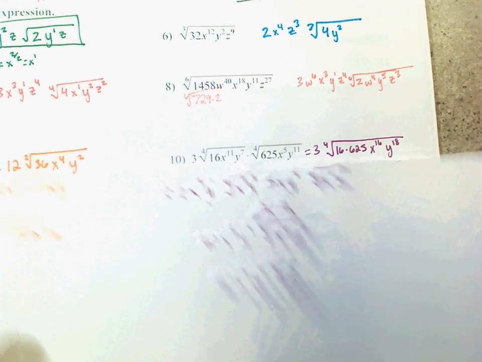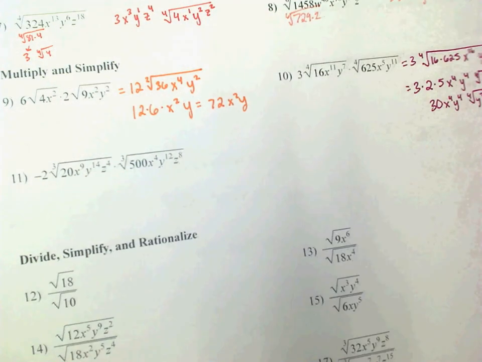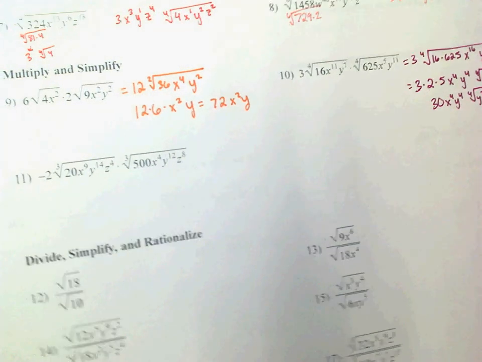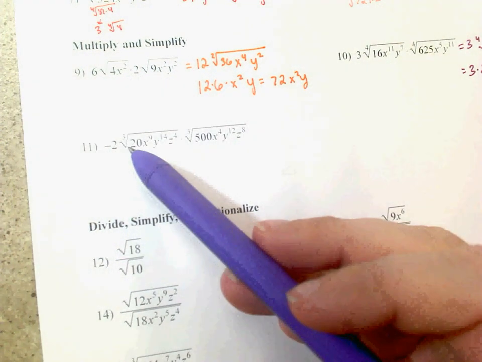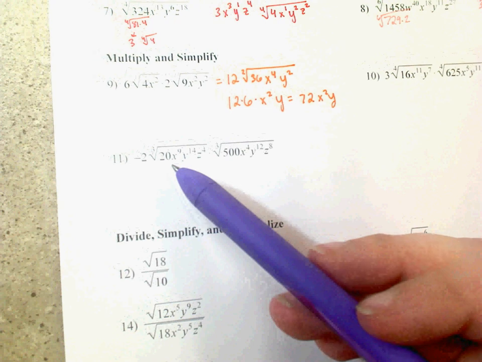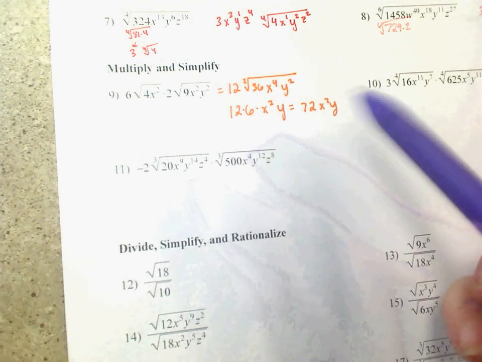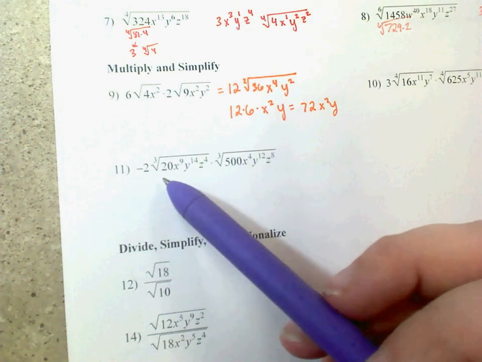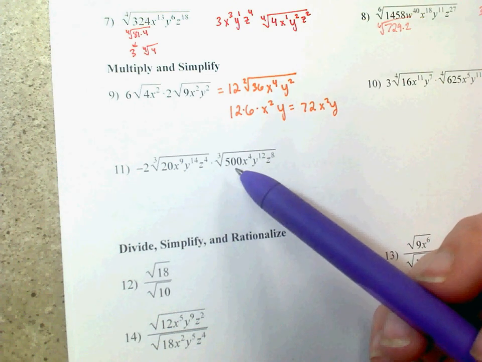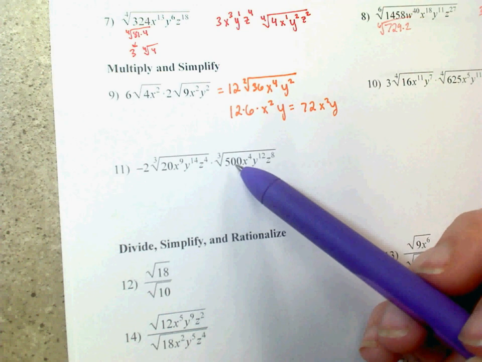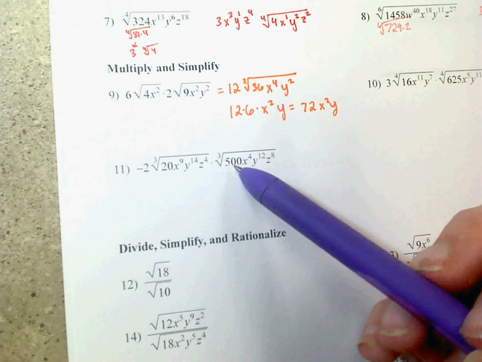Number 11. Like I said, the way that I started number 10 was I looked at 16 and 625 to see if they were perfect fourth roots. 20 and 500 are definitely not perfect cube roots. So I'm going to work it with multiplying it out, and I'm also going to work it with breaking it down into prime factors, okay?